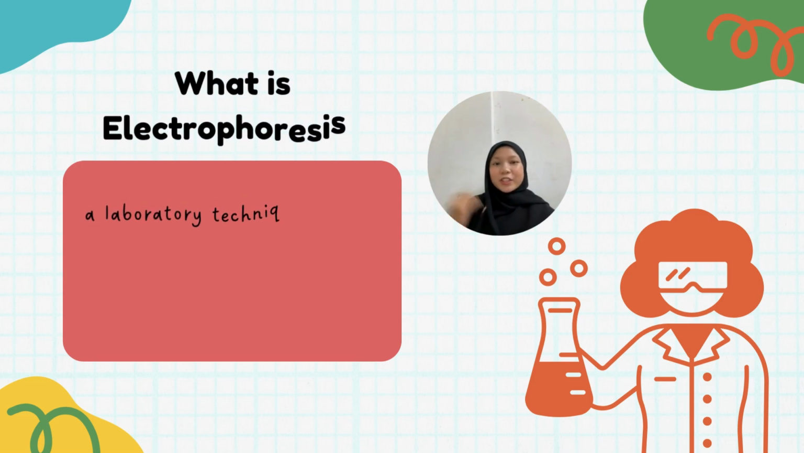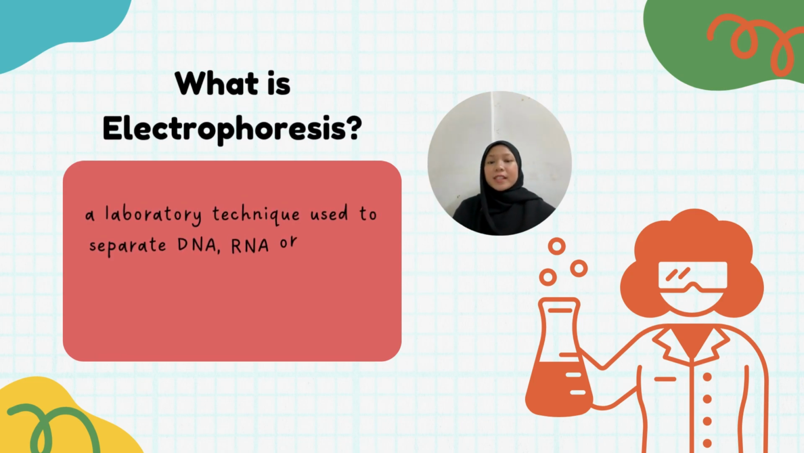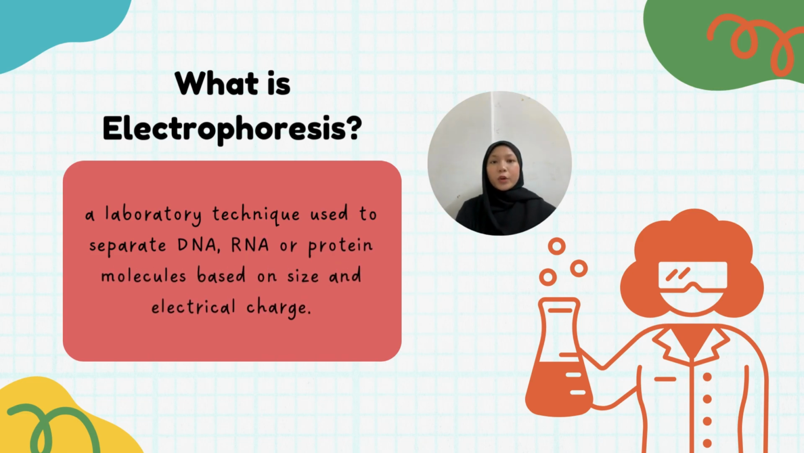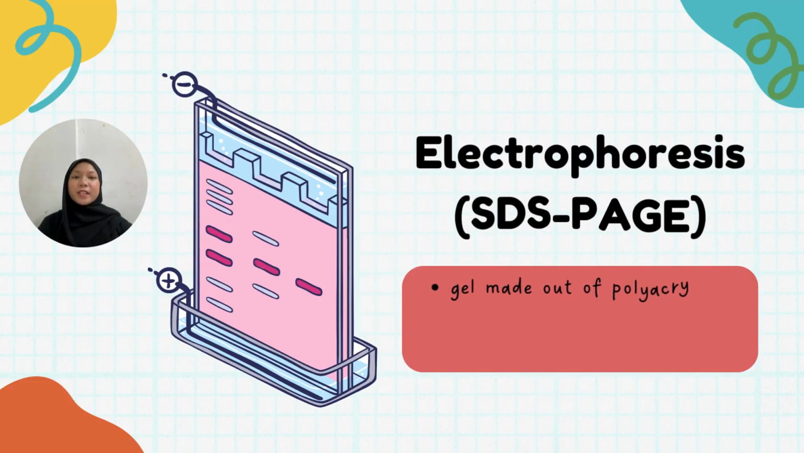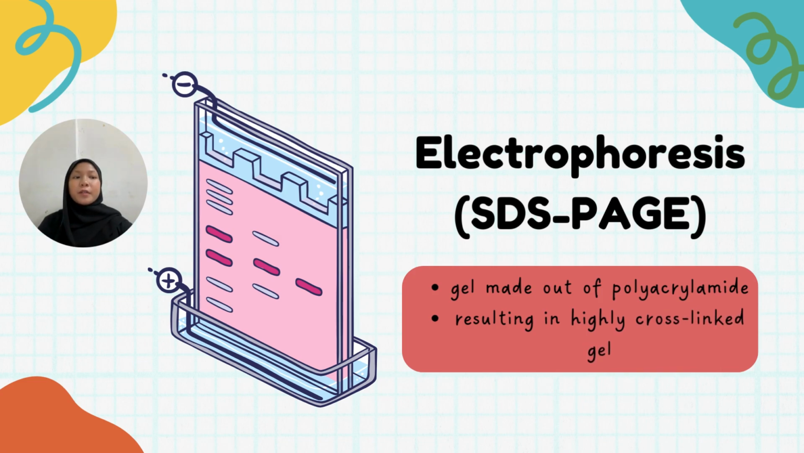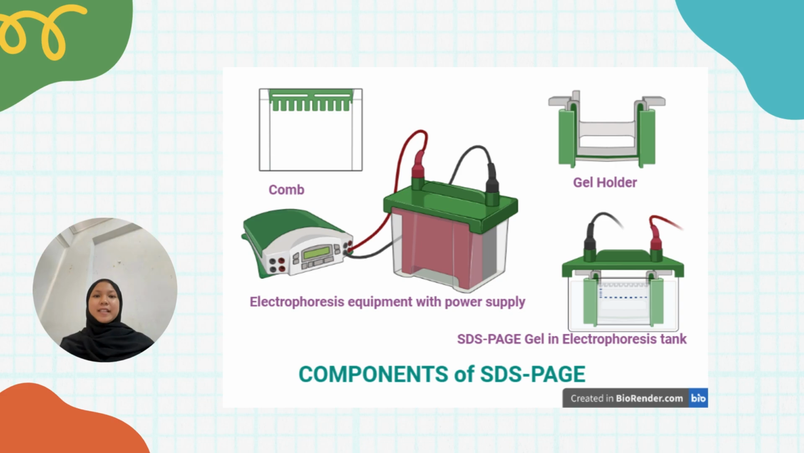Okay, what is electrophoresis? Electrophoresis is a laboratory technique used to separate DNA, RNA, or protein molecules based on size and electrical charge. SDS page gel is made out of polyacrylamide. Polyacrylamide gels are formed by reaction of acrylamide and bisacrylamide, resulting in a highly cross-linked gel. These are the components of SDS page.